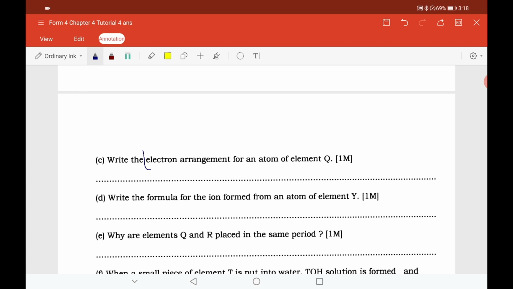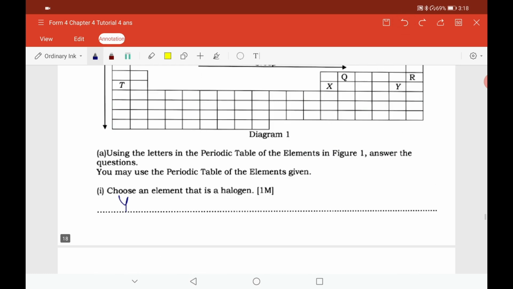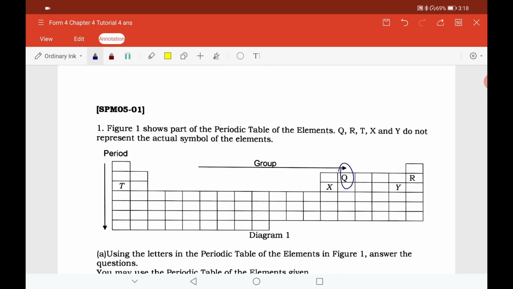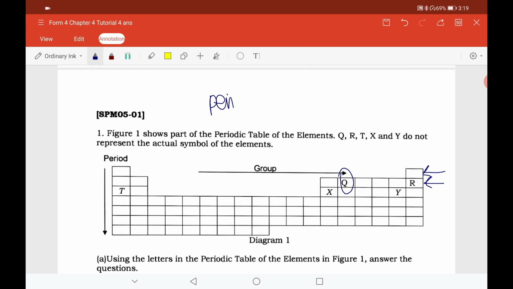Next one, we need to write the electron arrangement for the atom of element Q. So how to write the electron arrangement for Q? Let's look at where Q is. So this is Q. We can check the period and the group. This is the first period and this is the second period. So Q is in period number 2, which means that Q should have 2 shells, shell number 1 and shell number 2.